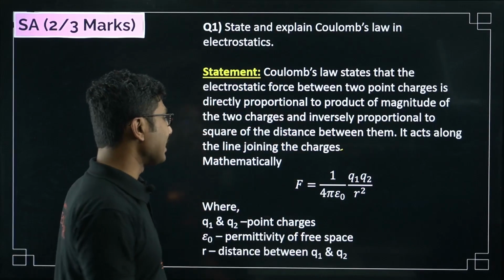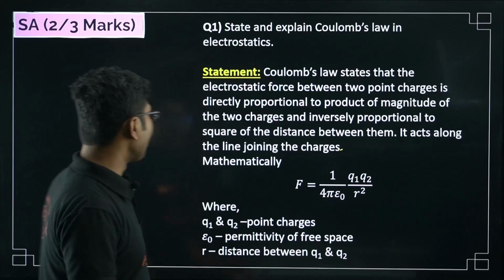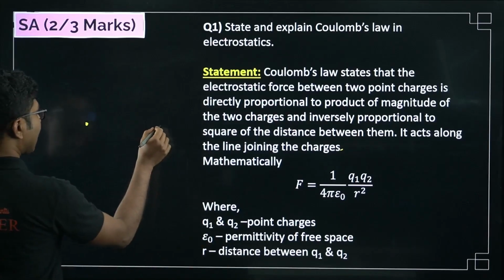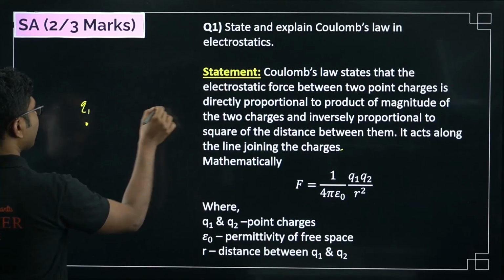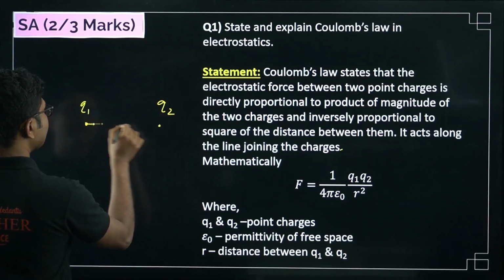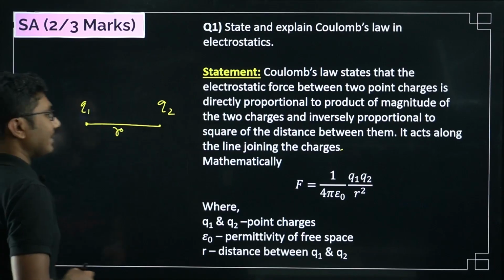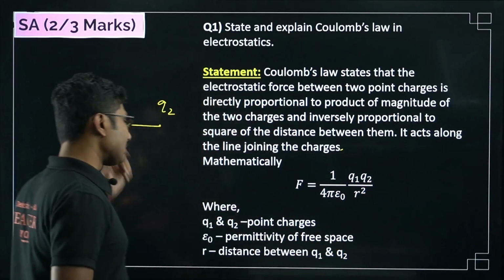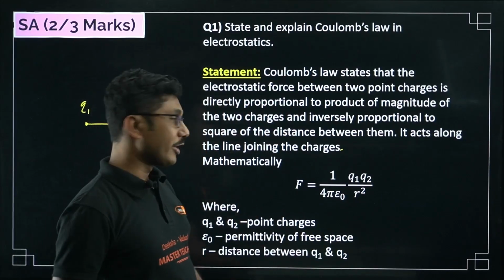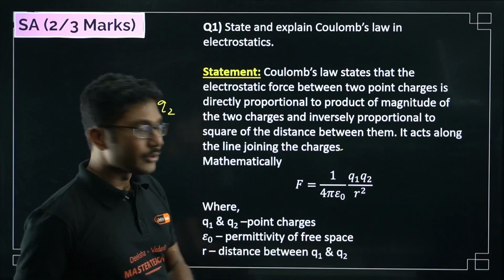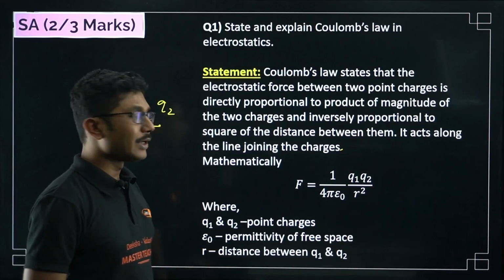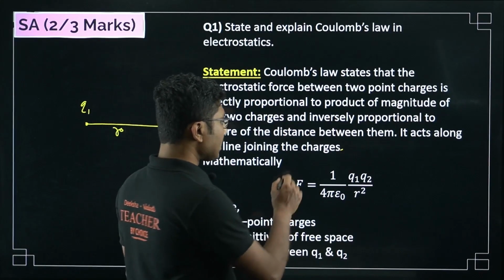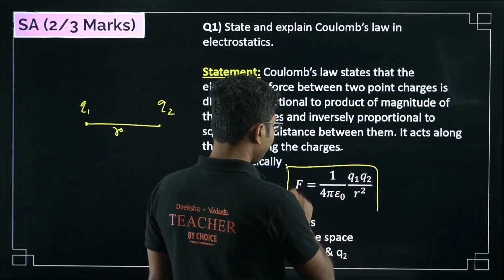The explanation is that you have to draw the diagram as well: 2 charges Q1, Q2 separated by a distance r. Then mathematically we can write F is equal to 1 by 4 pi epsilon naught Q1 Q2 by r square, where Q1 and Q2 are point charges, r is the distance between Q1 and Q2, and epsilon naught is the permittivity of free space. So this is Coulomb's law, this is the formula.